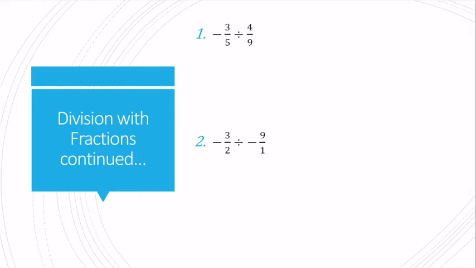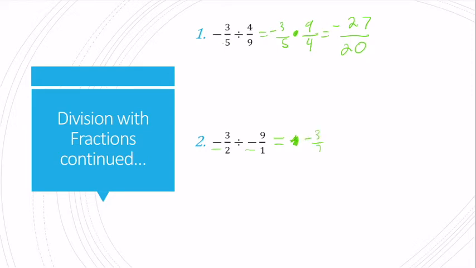Let's do a couple more examples with negatives. Remember, when I multiply a negative and a positive, the answer is negative. Well, when I divide a negative by a positive, the answer is also negative. So I have to keep the first fraction the same, change from division to multiplication, and flip the second fraction. That gives me 3 times 9, which is negative 27, because I've got a negative up front, and 5 times 4, which is 20. And then I check to see if I can simplify this fraction any further, but I cannot.